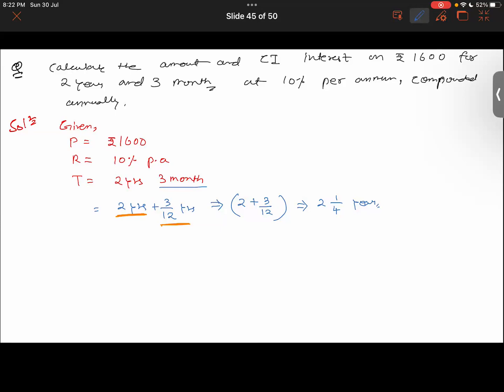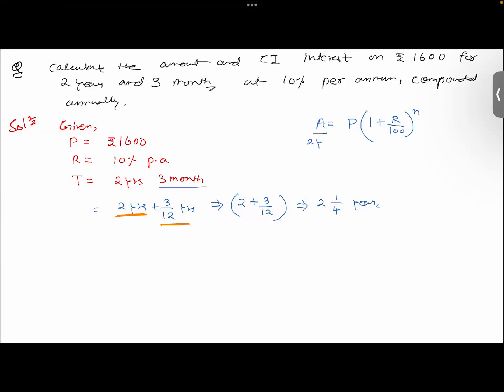You guys know the formula to find the amount, right? Yes, sir. P into 1 plus R upon 100, raised to the power n. Very good. So first find the amount for 2 years, and then we will find the amount for 3 months, basically 1 upon 4 year, right? That can also be done very easily.